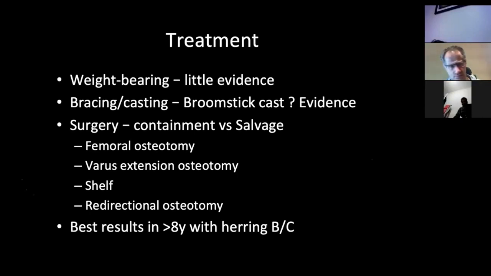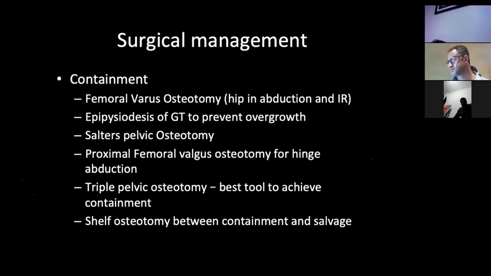Surgery is containment versus salvage. Your containment surgery options are going to be a femoral varus extension osteotomy, a shelf, or a redirectional osteotomy. The best results are in patients who are overweight with Herring B or C, because Herring A and B are probably going to be okay without operative treatment. Herring C, it's not going to make any difference. So the only time you have to act is Herring B and C, right? Does it make a difference? I don't know. Let's look at it, right? So containment, let's have a look at containment.